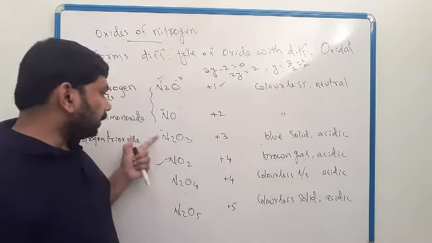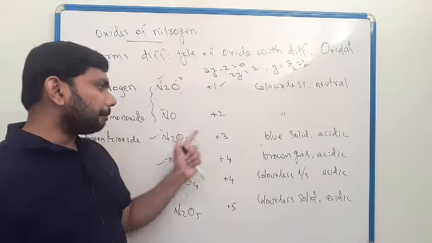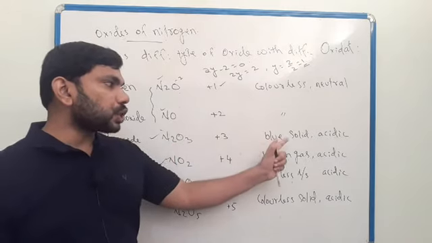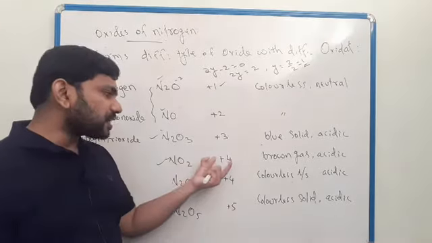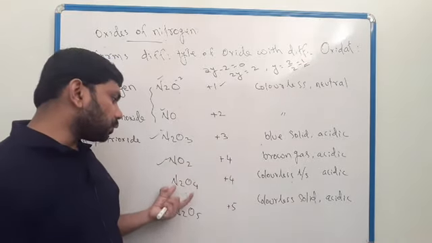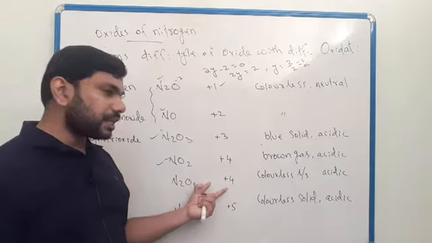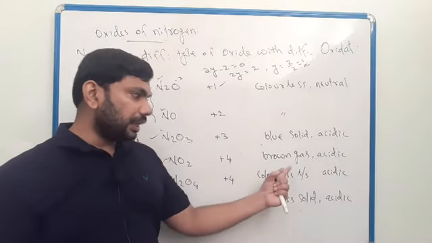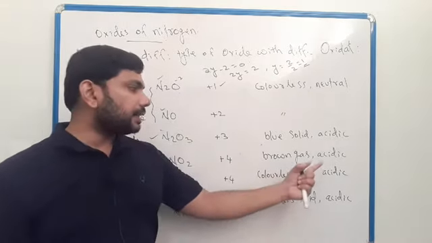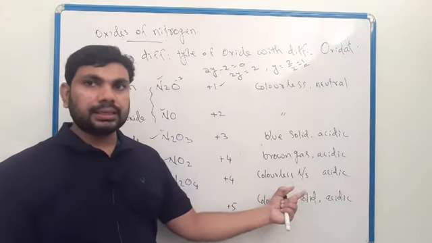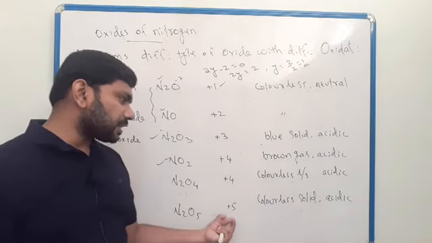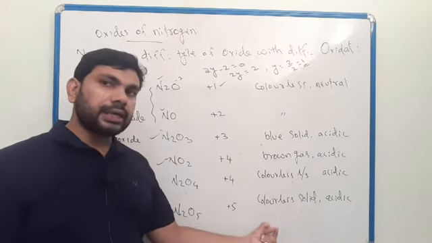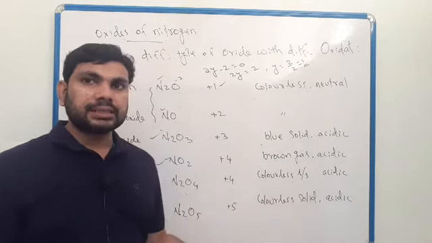Clear? So we discussed here N2O3: plus 3 oxidation state, blue solid, acidic. NO2: brown gas, plus 4 oxidation state. N2O4: plus 4 oxidation state, colorless liquid or solid, and acidic. Clear? And here N2O5 is plus 5, colorless solid, and it is acidic.